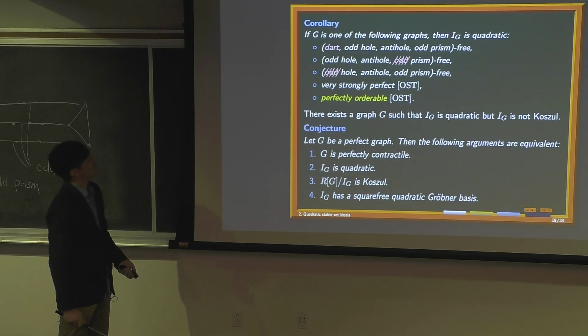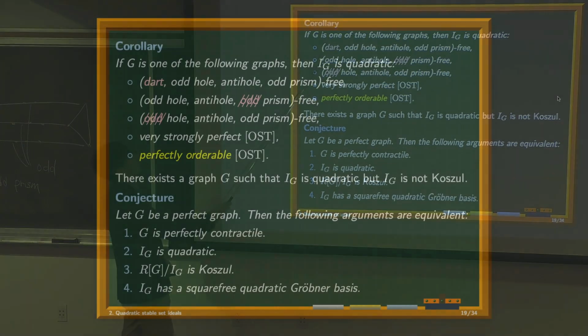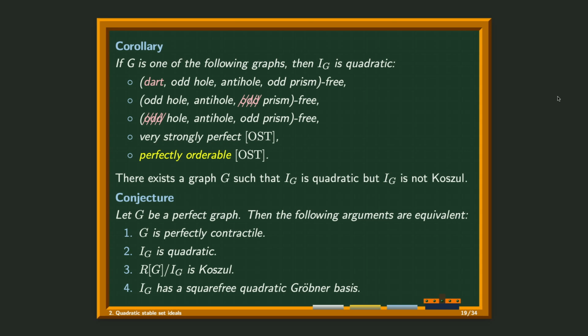Moreover, by using our result, we can show that for several classes our conjecture is true, like these 5 classes. The last 2 graph classes were shown in the previous paper by Ohsugi, Shibata, and me. But our new proofs are much simpler than the original proofs.